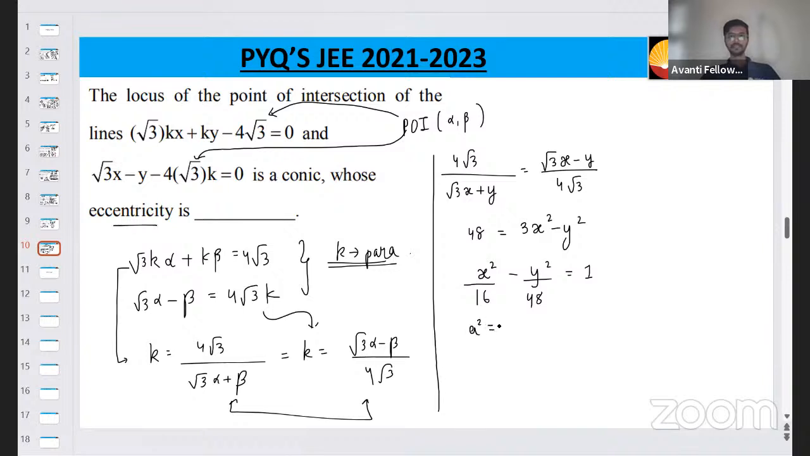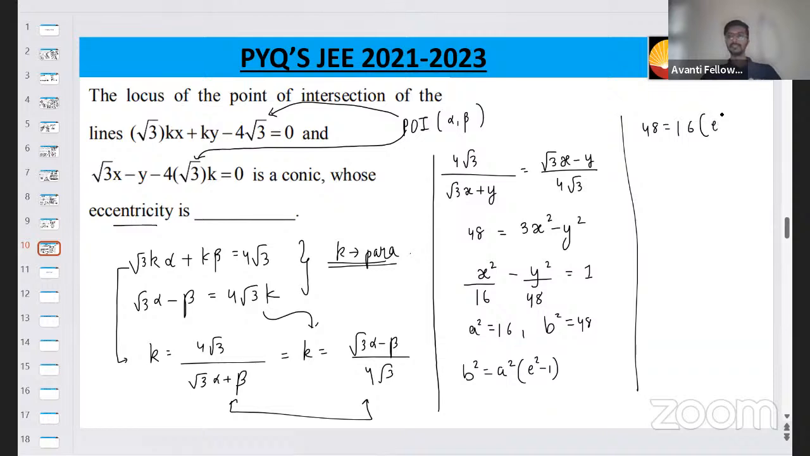Now we need to find its eccentricity. So a square is 16 and b square is 48. This is the hyperbola. How to get eccentricity? b square equals a square into e square minus 1. So let us substitute the values. 48 is equal to a square into e square minus 1. 16 ones are 16, 16 threes are 48. So we'll get e square equals 4.